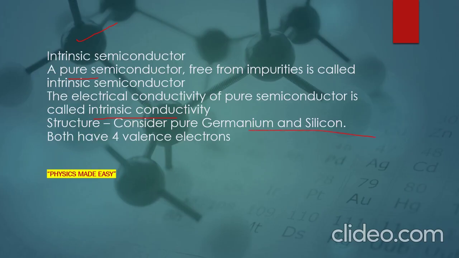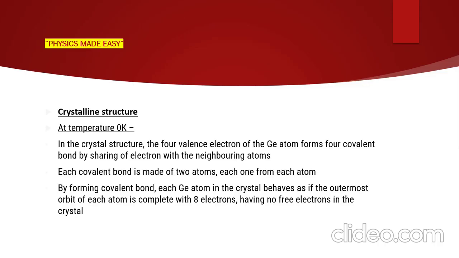Both have 4 valence electrons. One thing to keep in mind is that semiconductors always have 4 valence electrons. When the temperature is 0 Kelvin, in the crystal structure of germanium, or we can take the example of silicon, the 4 valence electrons form 4 covalent bonds by sharing electrons with the neighboring atoms. Each covalent bond is made of 2 electrons, one from each atom respectively.